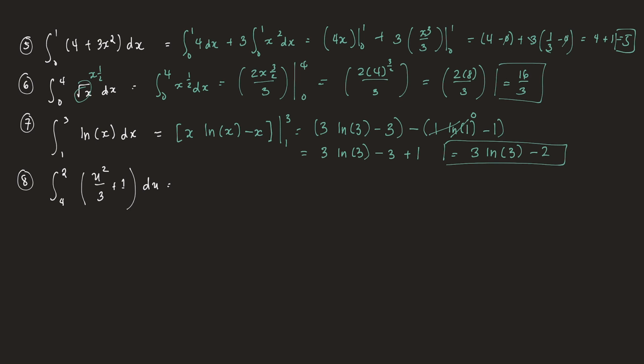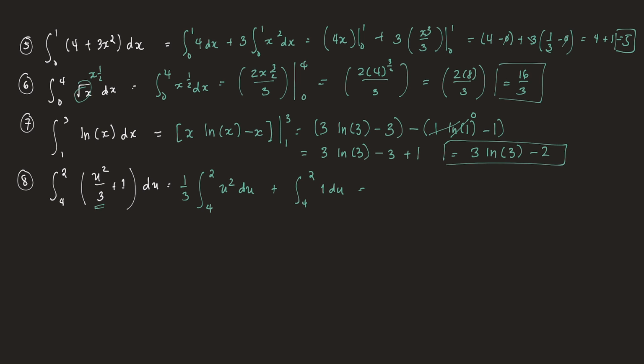Then for the last one, we just have something with respect to u, but it doesn't matter for as long as we keep the same convention. So we're just going to break it down again. If you notice the coefficient of this first term, that's 1/3 times the integral, in this case from 4 to 2, quite a weird integral, of u squared du, plus the integral from 4 to 2 of 1 du.